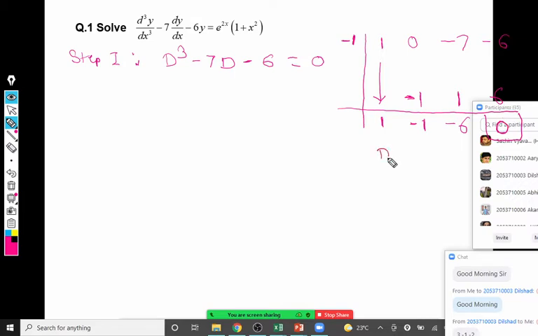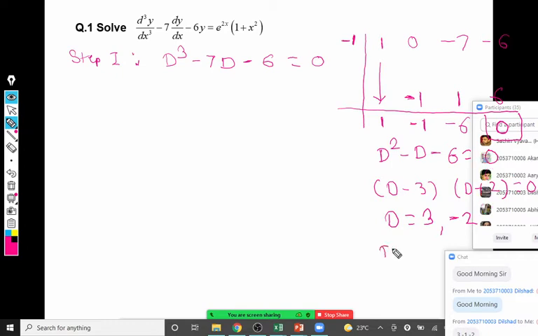So we got a quadratic equation here, D square minus D minus 6 equal to 0. What are the factors here? Can you tell me? 3, 2. Okay, so is it D minus 3 and D plus 2? So D is equal to 3 and minus 2, isn't it? Not 3, 2. Is that correct? 3 and minus 2.